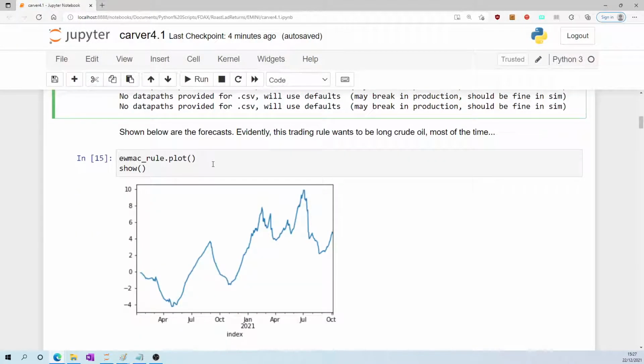Shown below are the forecasts that we generated using that trading rule. Evidently, this trading rule wants to be long crude oil most of the time. Certainly in 2021, it wants to be long based on the fact that the curve is well above zero. EWMAC_rule.plot.